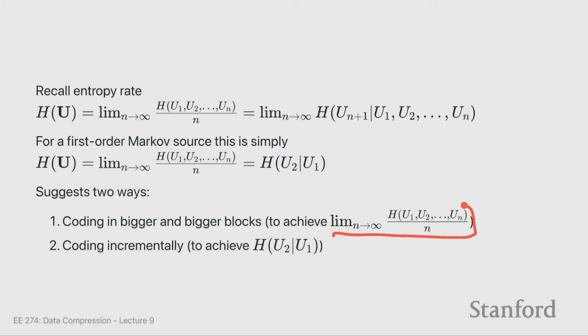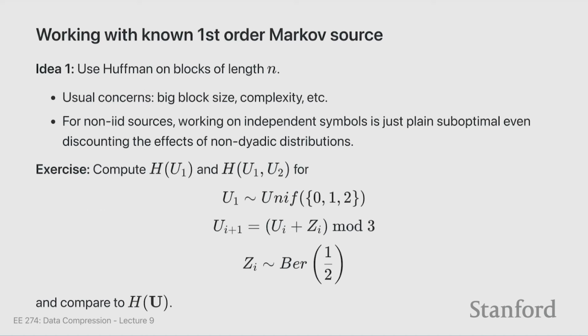So this just suggests you do block coding. You just take n symbols at a time, code them together, and as you take bigger and bigger blocks, you are going to achieve the entropy rate just by definition. And we know how to achieve the entropy of this by Huffman coding or arithmetic coding, any of these codes, right? The other solution is more interesting, and that's the one we'll do most of the time today. It is a more incremental approach where you try to do this conditionally. You take U1, you encode U2 given U1, and then you encode U3 given U2, and so on.